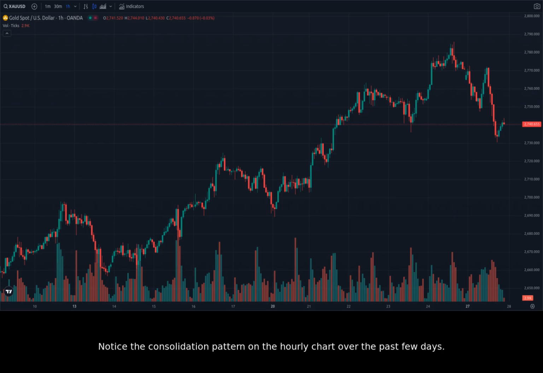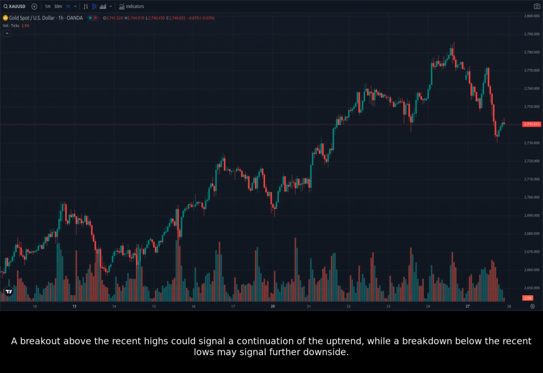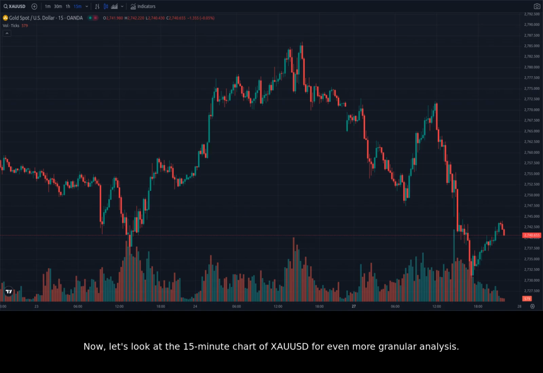Notice the consolidation pattern on the hourly chart over the past few days. This suggests a period of indecision in the market as buyers and sellers engage in a tug-of-war for control. A breakout above the recent highs could signal a continuation of the uptrend, while a breakdown below the recent lows may signal further downside.